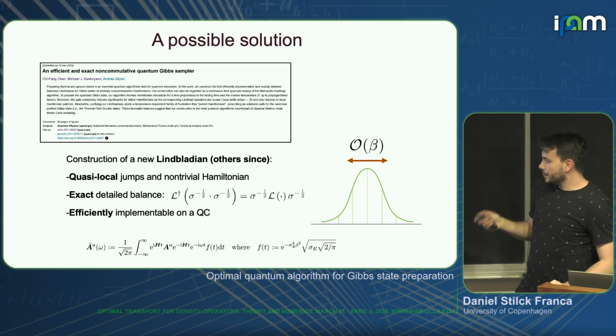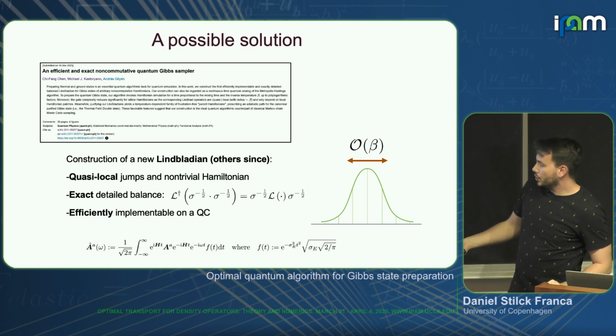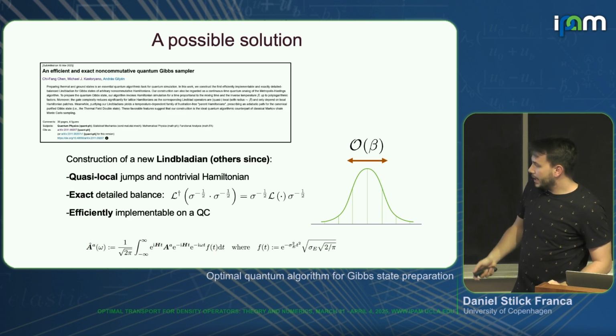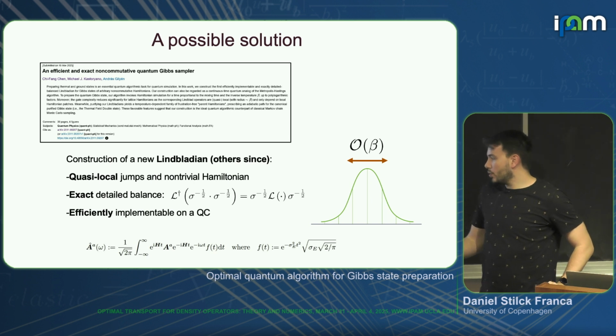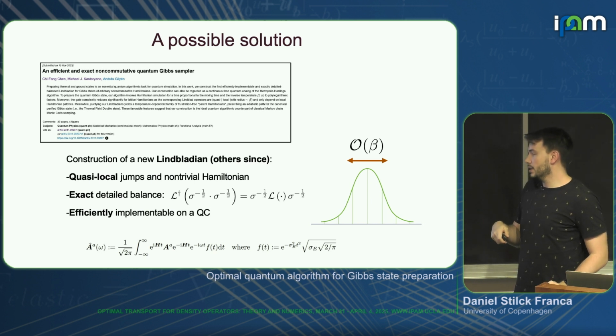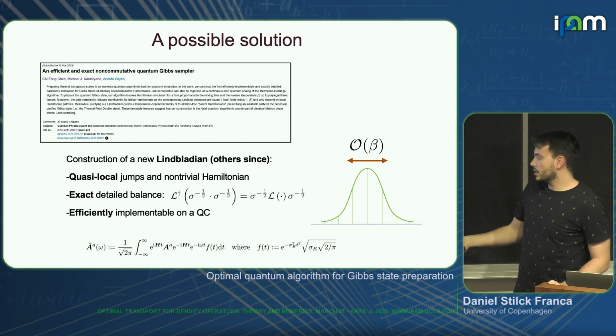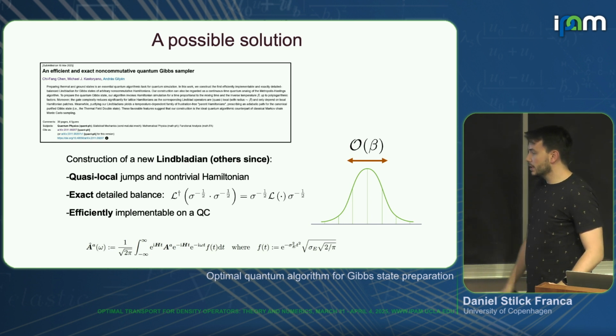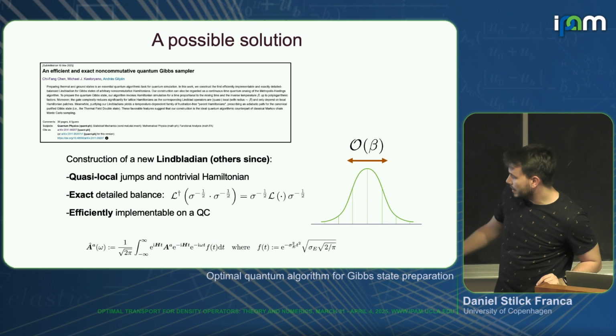Essentially, what you do is you take some sort of Fourier transform, and you take these local jumps and time-evolve them with the Hamiltonian, and you apply a so-called filter function. In this case here, it's going to be a Gaussian. So you have this extra parameter sigma_E.